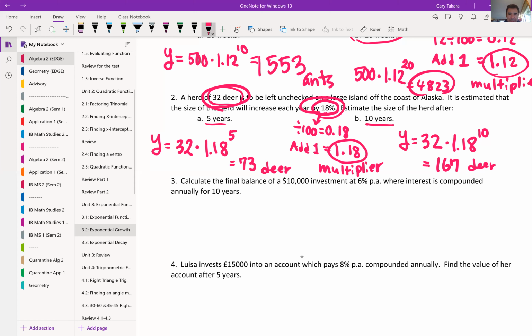So first, 6%. We need to treat 6% so that we can use that in the equation. First, we have to divide by 100. And you get 0.06, okay? And then you're going to add 1. So it will be 1.06. Is everybody okay on that? Okay, that's not too bad, right?